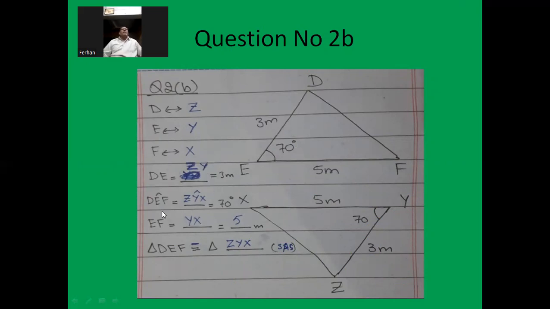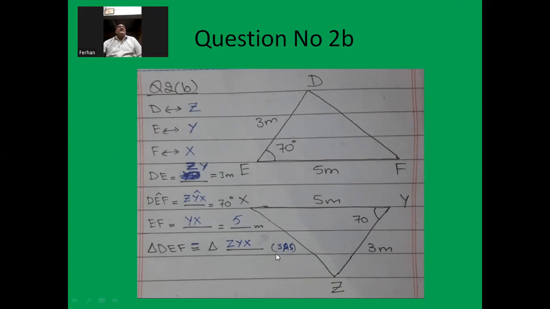It's given. And the angle DEF is equal to the angle ZYX, equal to 70 degrees. It is given. They both are equal to 70 degrees. EF will be equal to YX, equal to 5 meters. It is given. So now I can write that the triangle DEF is congruent to the triangle ZYX.